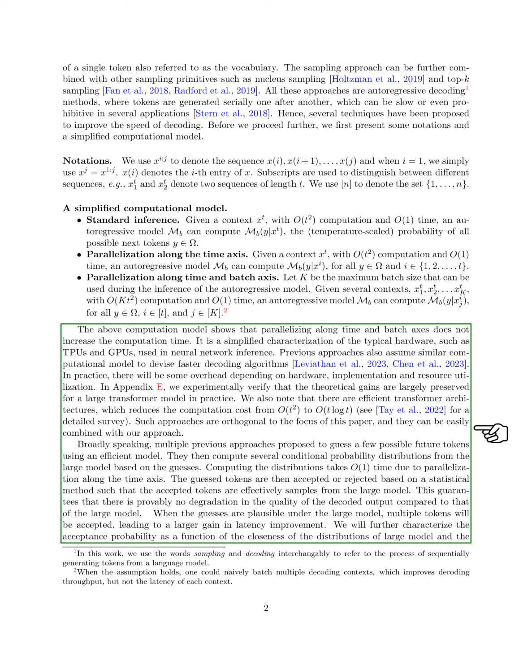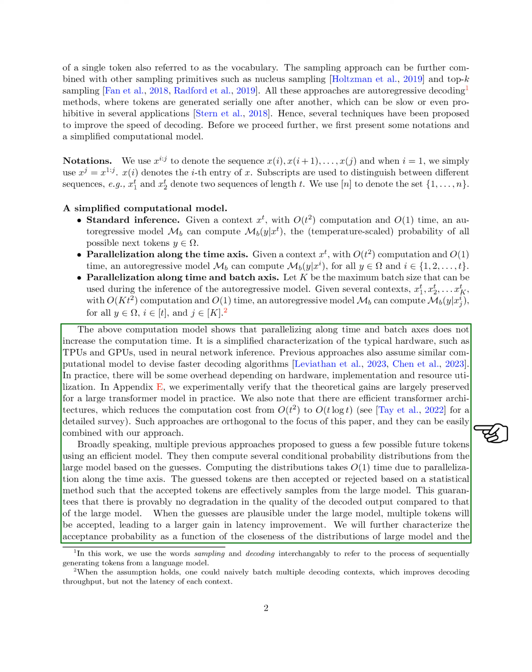Many previous methods have proposed guessing a few possible future tokens using an efficient model, then calculating several conditional probability distributions based on these guesses. This process takes a constant amount of time due to parallelization along the time axis. The guessed tokens are then accepted or rejected based on a statistical method, ensuring that the accepted tokens are effectively samples from the large model. This means there's no decrease in the quality of the decoded output compared to that of the large model.